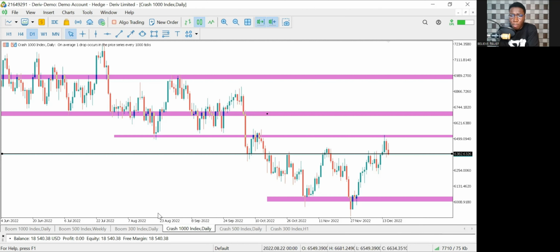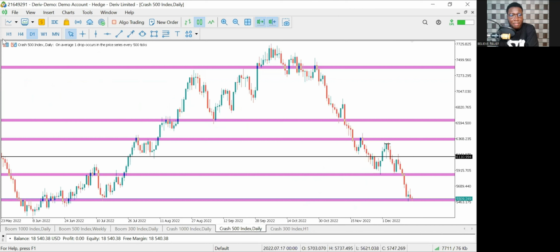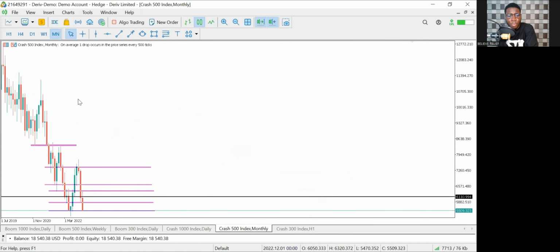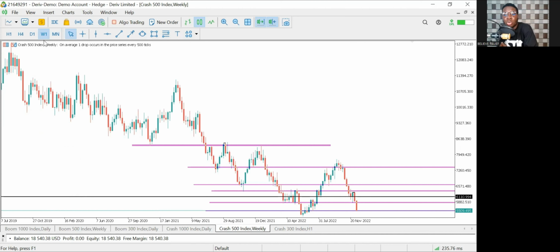So moving on to the next one, Crash 500. Crash 500 is currently at the lowest low ever. Whatever you do, this market just approached the lowest low. If you take a good look at it, it's doing lower highs and lower lows, and right now it's at the lowest slope before. So we're expecting it to still go down and create another lower low due to the fact that we are seeing momentum.